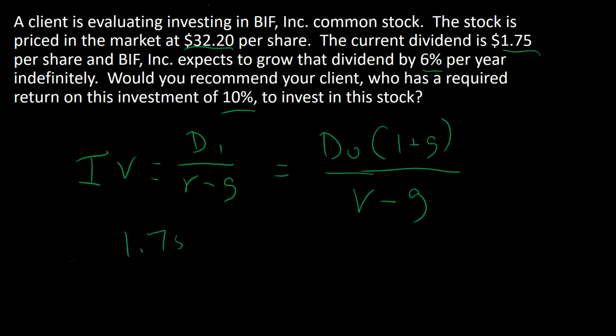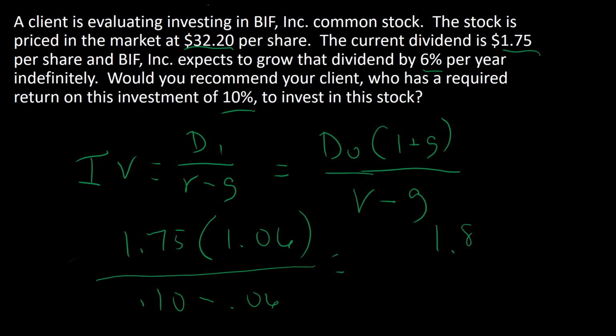So in this case, we would say 1.75 times 1.06, which is 1 plus the rate of growth of 6%, divided by 0.10 minus 0.06, which is going to equal 1.855 divided by 0.04, which equals 46.38. Well, 46.375, but we'll round up to 46.38.